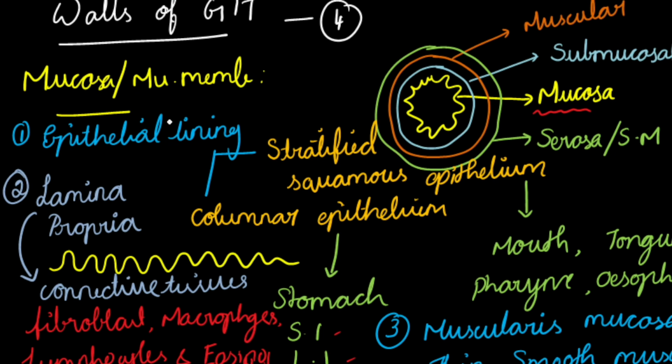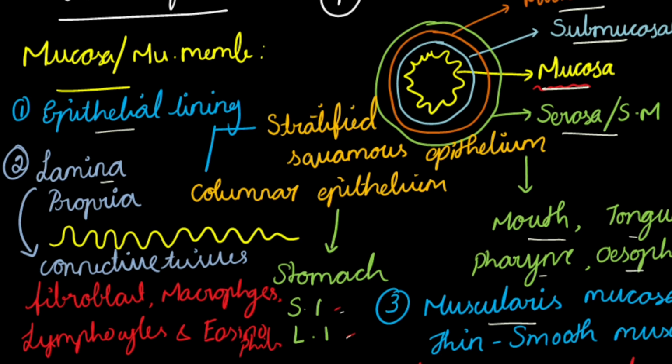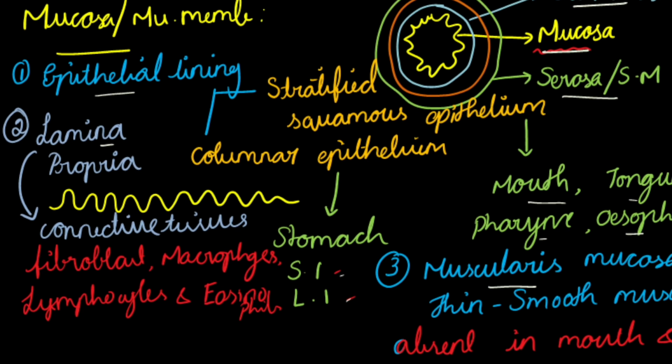So now let's have a quick recap. The innermost layer is the mucosal layer, next to it is submucosal, next to it is muscular, and the outermost layer is serosa or fibrous layer. This mucosa is made of three different layers: epithelial lining, lamina propria, and muscularis mucosa. The epithelial lining has two different epithelia: stratified squamous epithelium, which we can see in the mouth, tongue, pharynx, and esophagus, mainly upper GI. We can remember it like that. The second one is columnar epithelium, which we can see in the stomach, small intestine, and large intestine. The lamina propria is made of connective tissue, and the connective tissue has fibroblasts, macrophages, lymphocytes, and eosinophils. The muscularis mucosa is a thin layer made of smooth muscle, and it is absent in the mouth and pharynx.